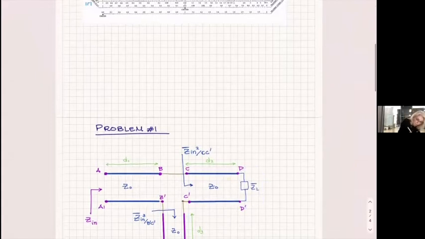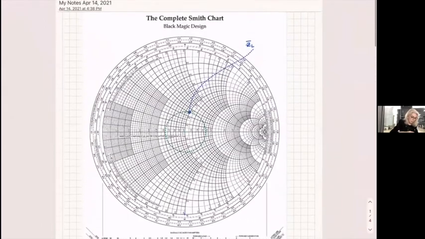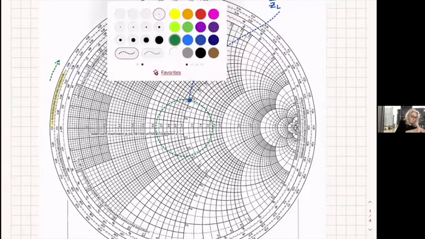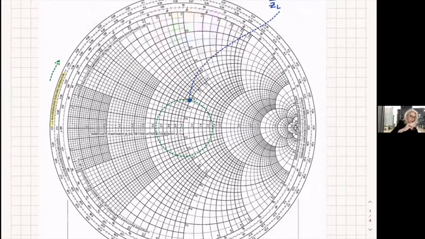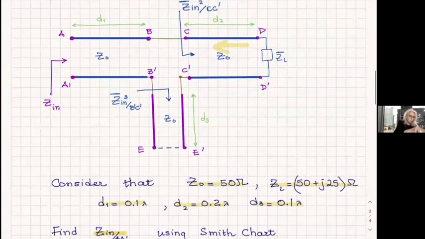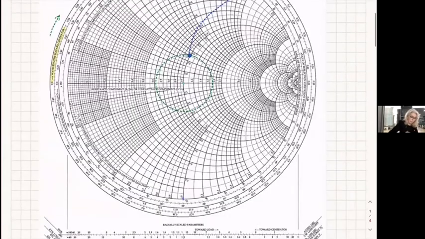I want to move on this circle like this towards the source, or towards the generator. So I will go here on the outer rim, which says wavelengths towards generator. Practically that tells you that I have to move like that. So from where I am, I will move on this line, and I will use this red because I will always show you when you move on a line, from where to where. I have to move by d2, and d2 here is 0.2 lambda.